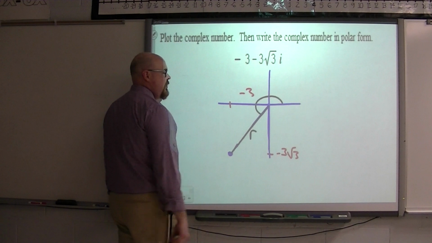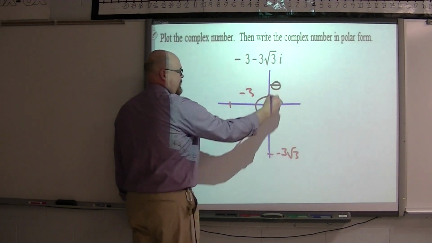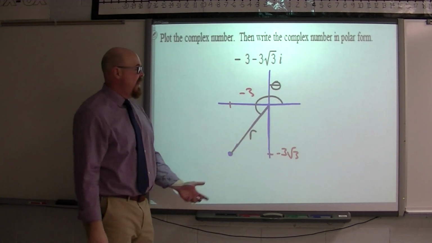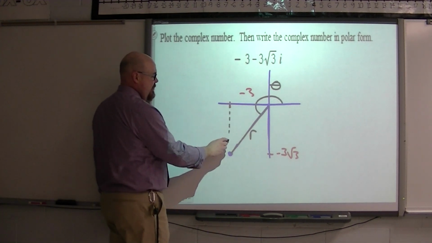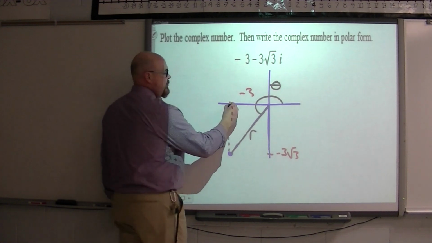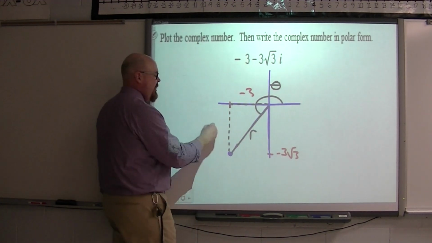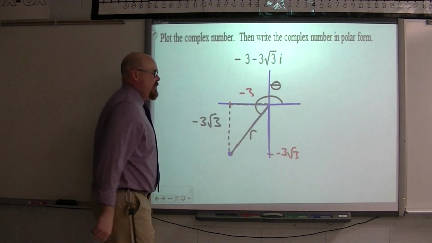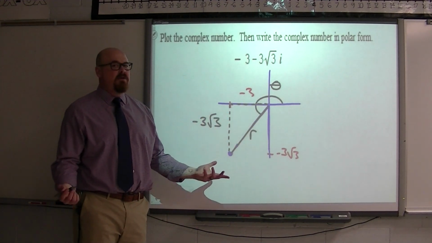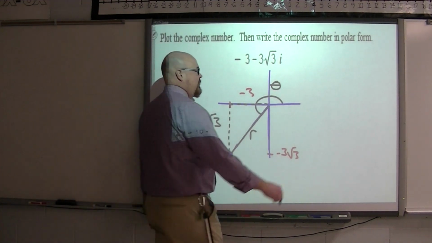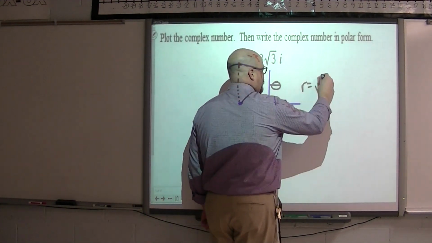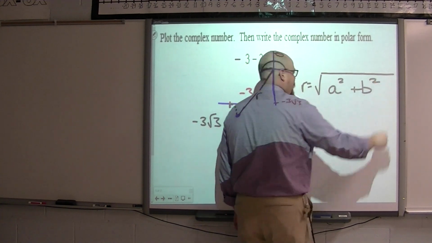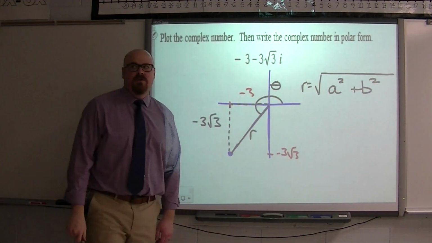That distance is what we call r. Theta is the angle of rotation that gets us from here all the way around. We can find both of those if we use our trigonometry skills. I know I labeled it over here, but this is -3 radical 3. This is -3. I can find r using the Pythagorean Theorem, right? And that's what our formula is. We wrote this down: r is equal to the square root of a squared plus b squared. You should have that in your notes, okay?